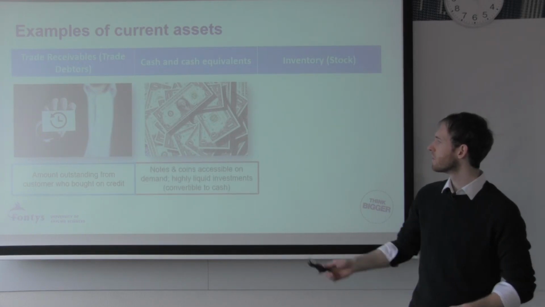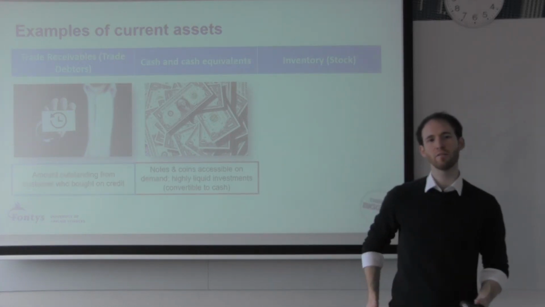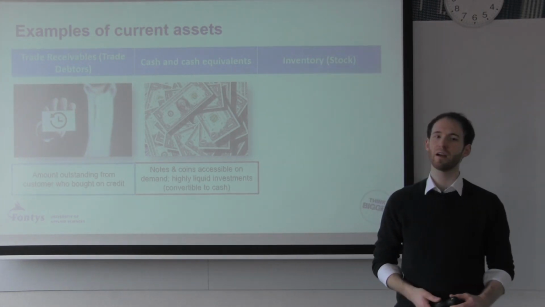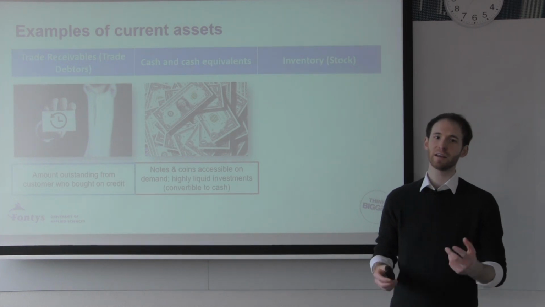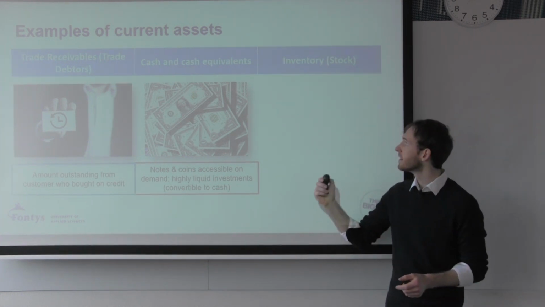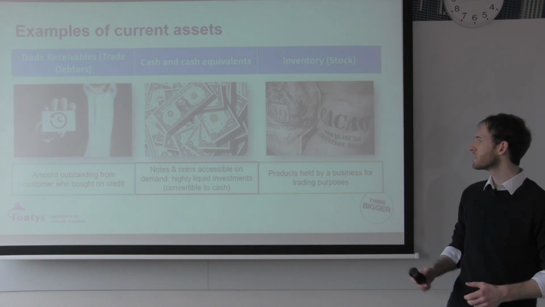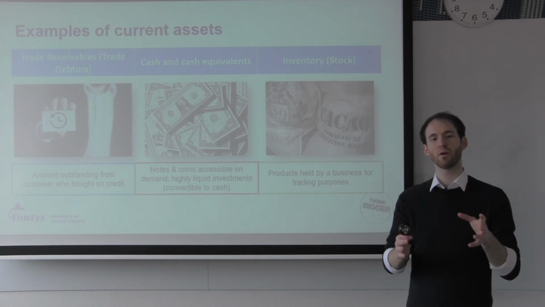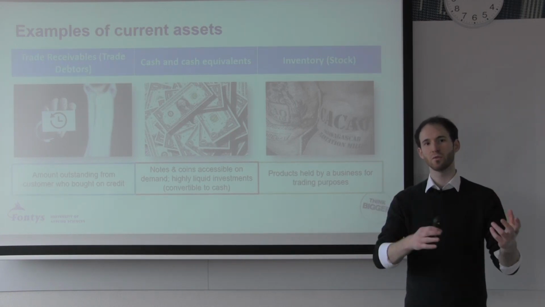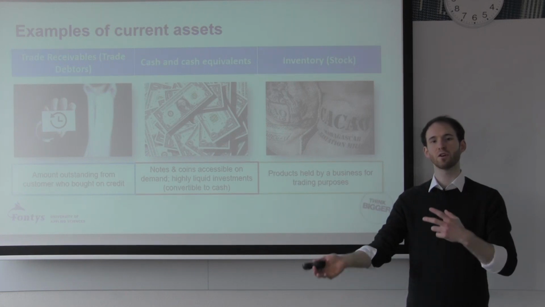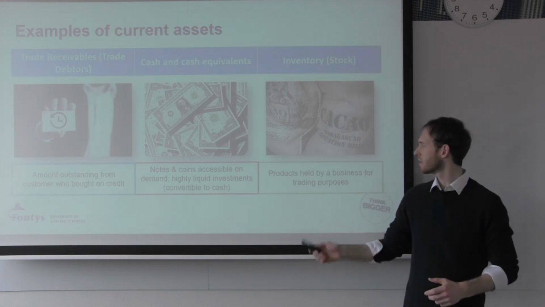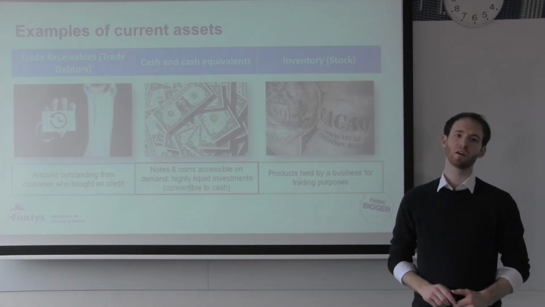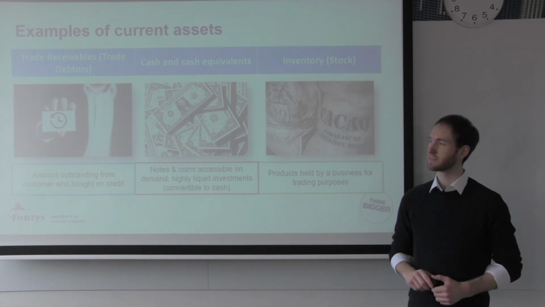Cash and cash equivalents, so all the notes and coins accessible on demand, so everything that you have in your pockets. And also liquid investments, very easily convertible to cash. Like I said before, a liquid investment with a bank or something like that. And finally, also inventory or stock, which are the products held by the business for trading purposes. So the things you have in your stock that you want to sell to others or use in certain other ways is also a current asset. And these are, let's say, one of the most common categories of current assets.